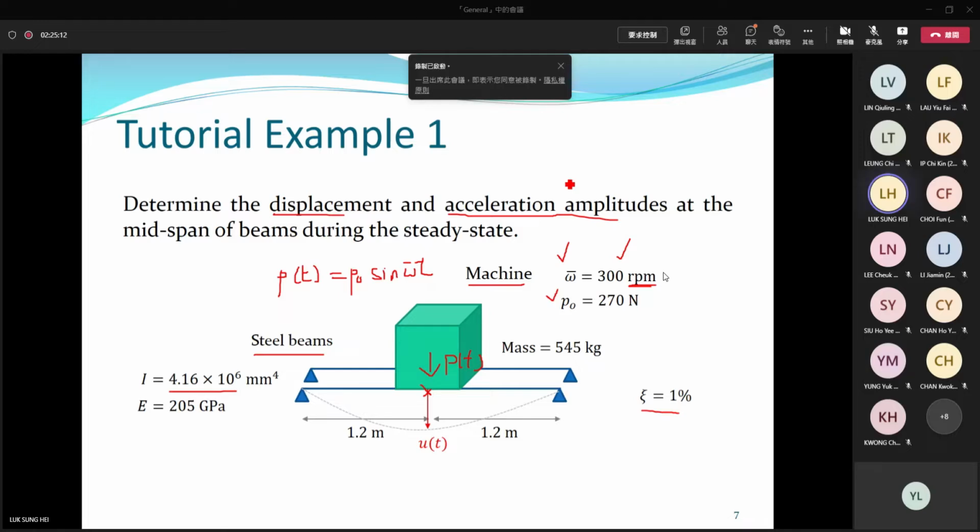So simply speaking, you can convert the problem to something like this: a beam, drawn in a 2D manner, with a machine mass at the middle. When the machine is under operation, it will generate a periodic force.